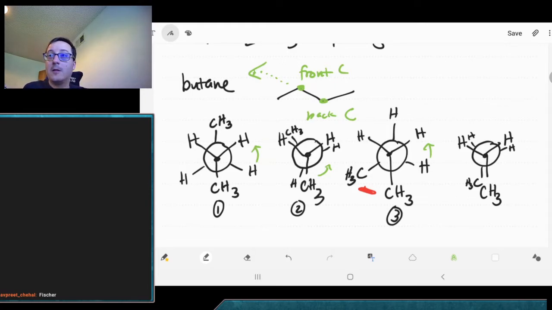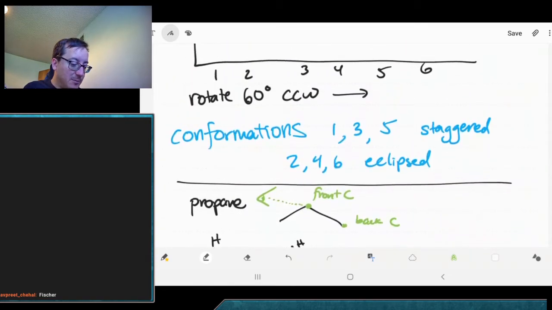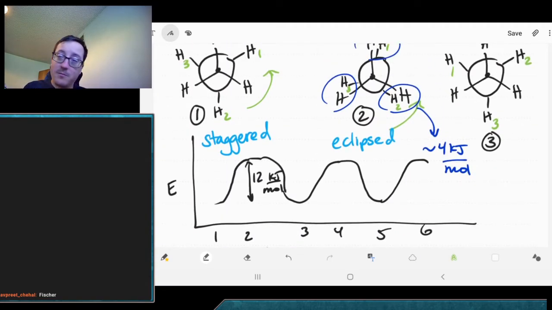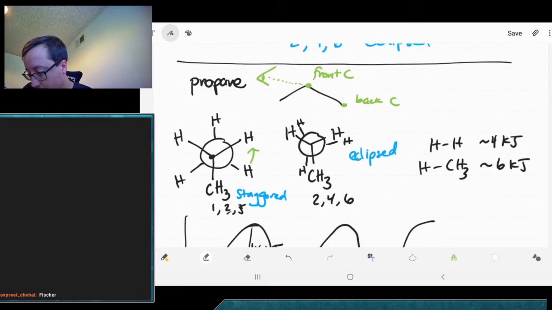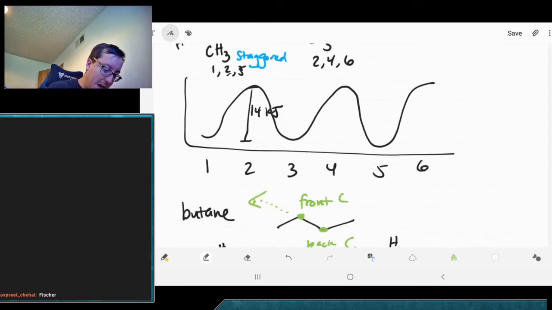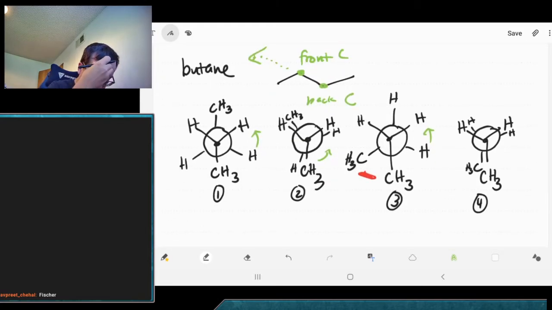Oh ho ho. This is even worse. And hopefully we see why it's worse, because now those methyls are definitely bumping into each other. We saw even just having the hydrogens bump into each other was problematic, 4 kilojoules per mole. A methyl and a hydrogen, 6 kilojoules per mole. Let's see what we have here. We're looking in this case at about 11 kilojoules per mole, so twice as bad now. We'll see this in a sec, though. We'll talk about it.